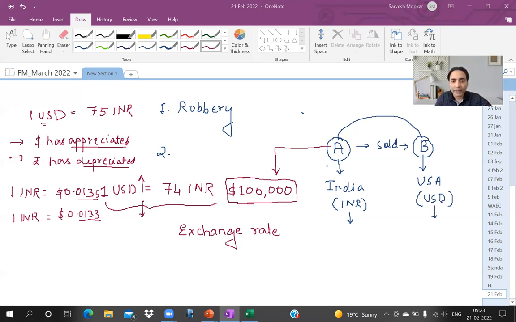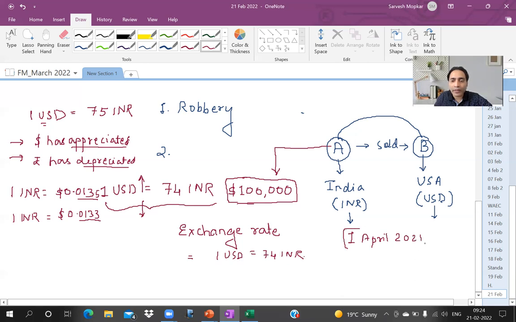Now, coming back to our story, A is in India. He has sold goods to B in US worth $100,000. Right now, the exchange rate is 1 USD is equal to 74 INR. This is the exchange rate right now. Right now means on the date of transaction. Let us say that the date is 1st April 2021. On this date, A sold goods to B. So on this date of transaction, exchange rate was 1 USD is equal to 74 INR.